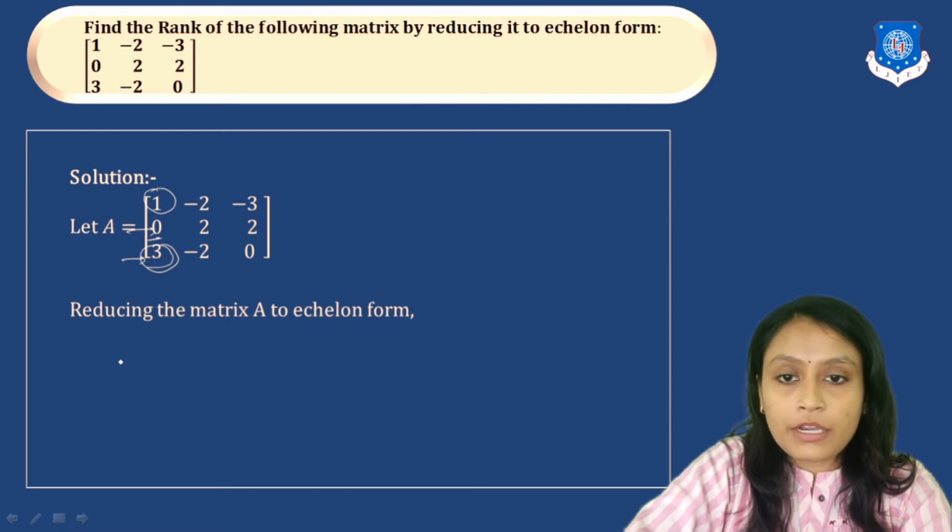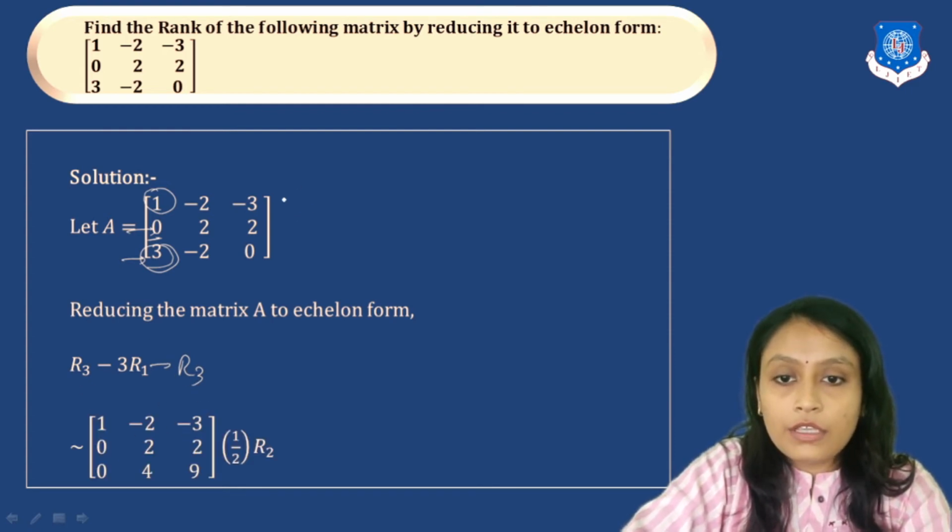So we will use the operation R3 minus, here we have plus 3, so we will write minus 3, and the leading one is in the first row, so we will write R1 and we will make the changes in R3. Okay, so you will get this first row as it is. Okay, and now here we have to multiply by minus 3, so minus 3 plus 3 you will get 0, then minus 2 into minus 3, so plus 6, 6 minus 2 you will get 4, then minus 3 into minus 3, so 9 plus 0 you will get 9.